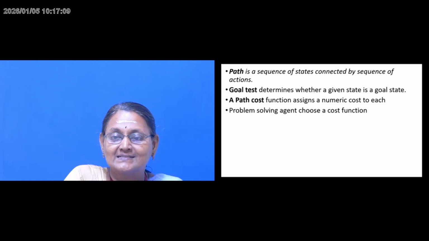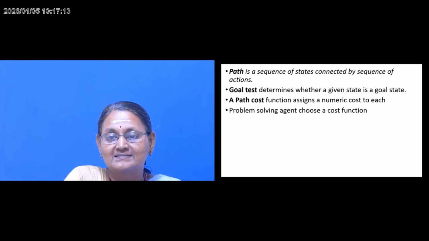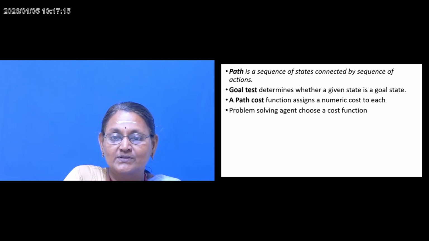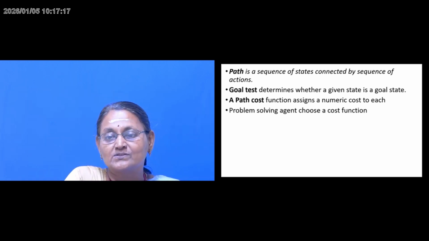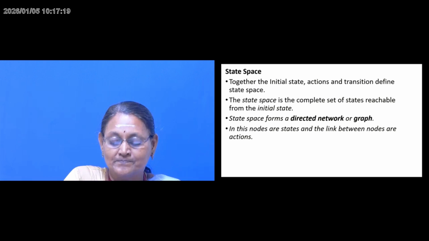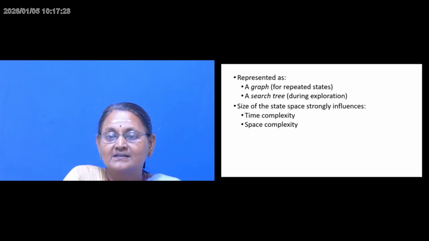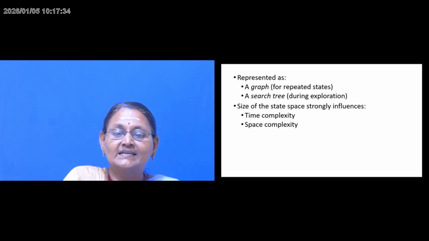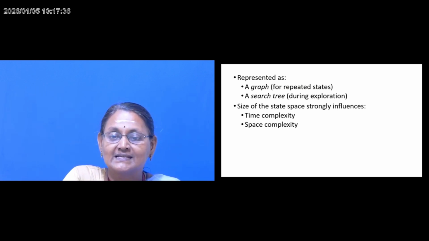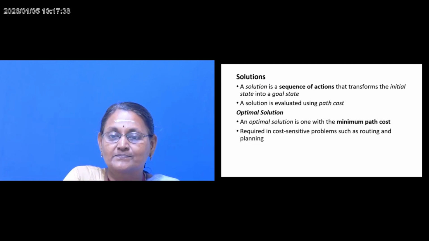The goal test determines whether a given state is a goal state. A path cost function assigns a numeric cost to each path; the problem-solving agent chooses a cost function. This is represented by a graph. The graph includes repeated states. A search tree, during exploration, includes only the selected states and selected paths.